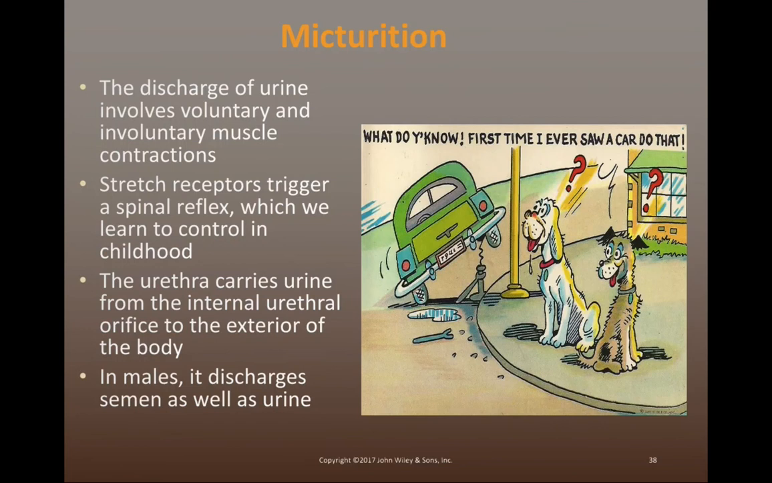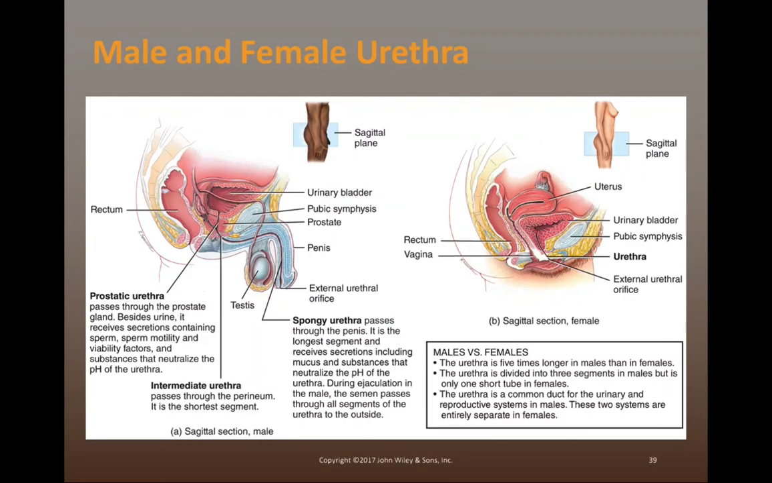The urethra is a very important component of the urinary system to mention, because it is the one component of the urinary system that is actually different between males and females. In males, the urethra is much longer than it is in females, and you can see the urethra coursing right here. The female urethra is much shorter, and it can be found right here.